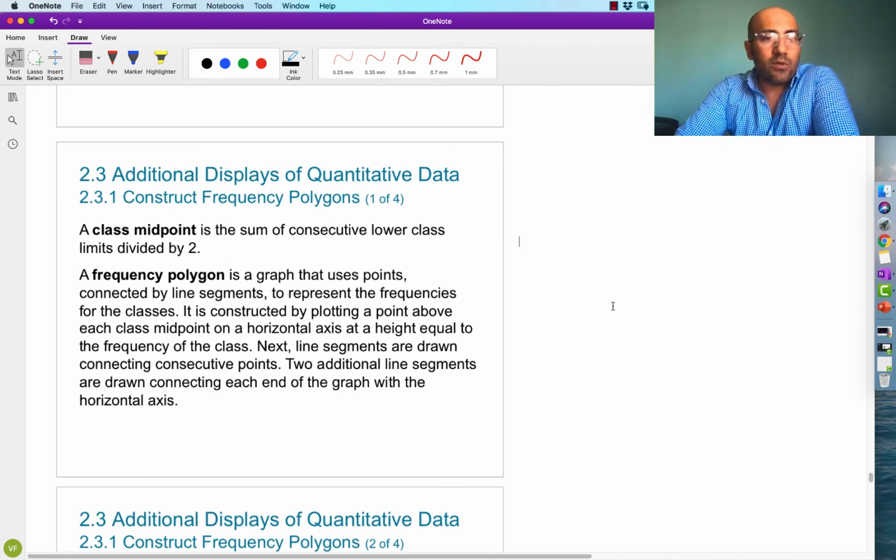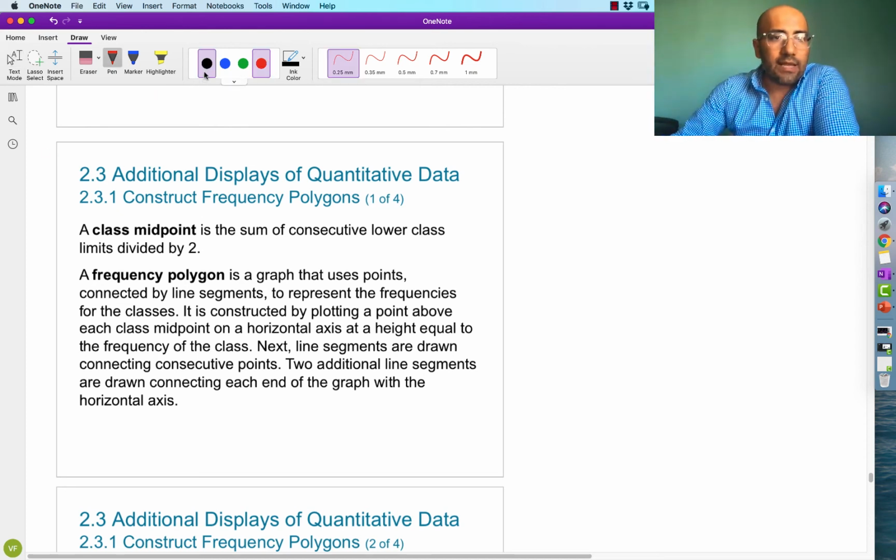First, we need to define what's a class midpoint. So remember that classes are kind of like those little categories that we group up our data into. So we have lower class limits, upper class limits. We've already defined those. So the class midpoint is the sum of two consecutive lower class limits, and then we divide that by 2. The difference between two consecutive class limits was the class width.